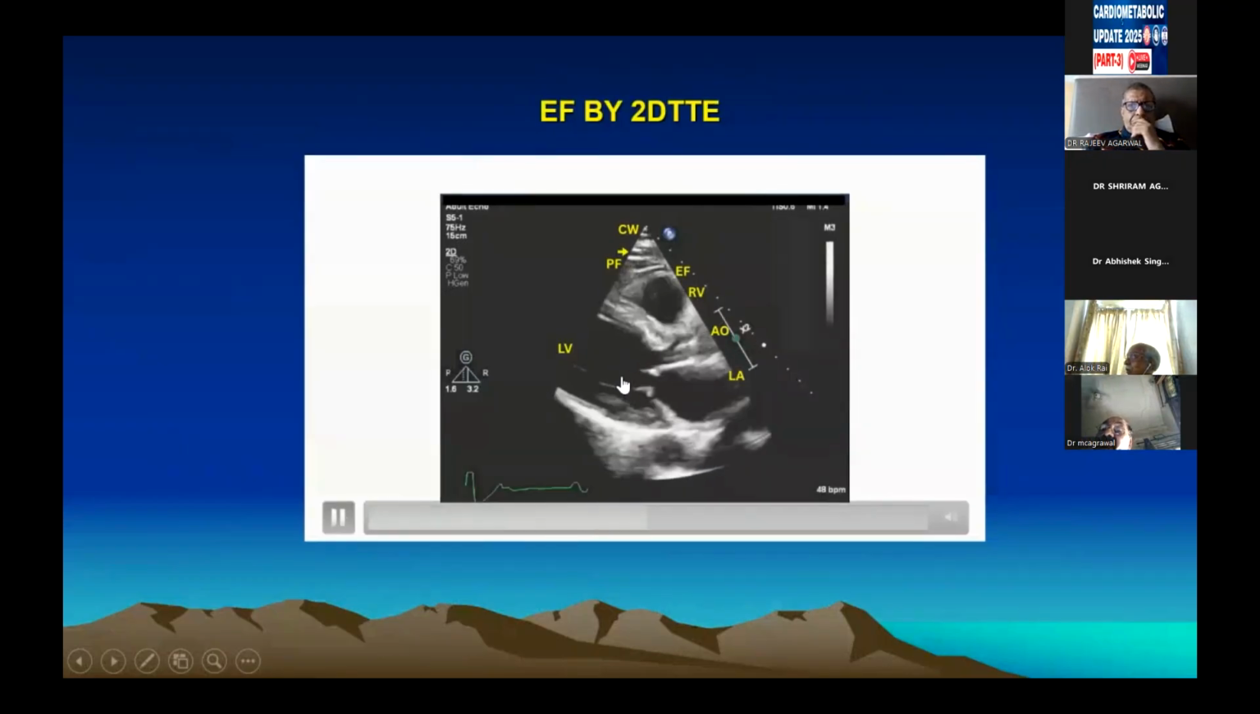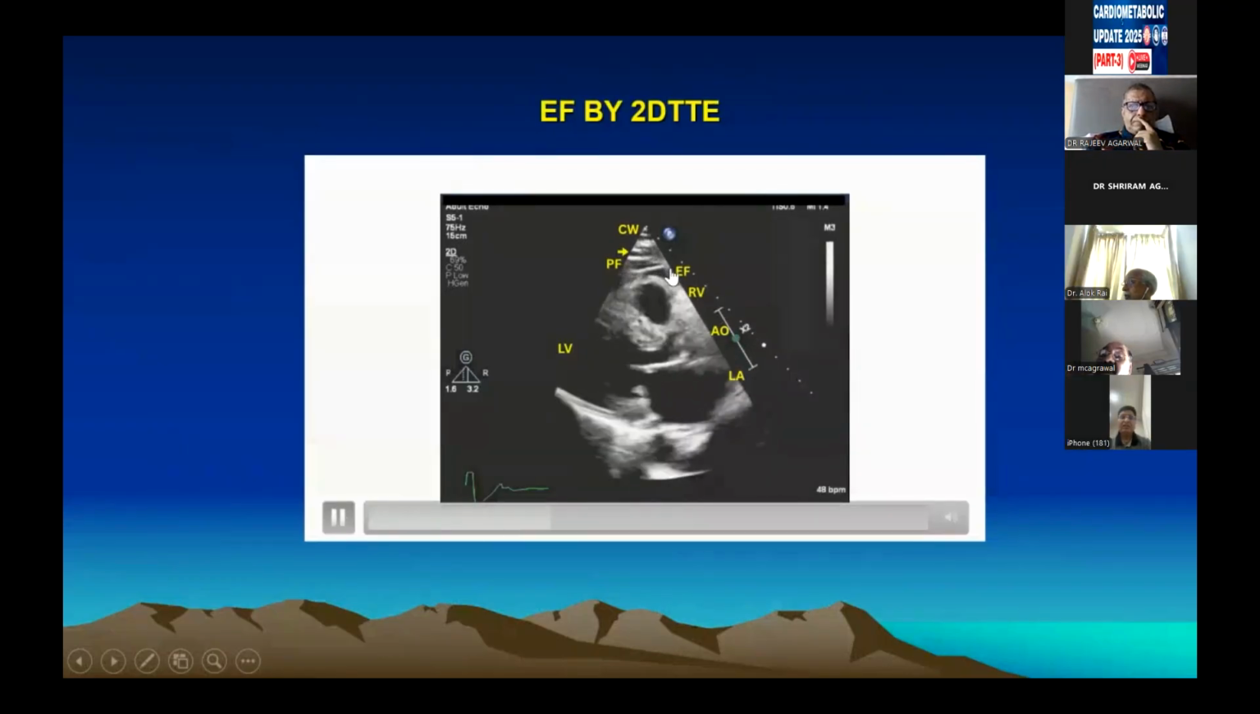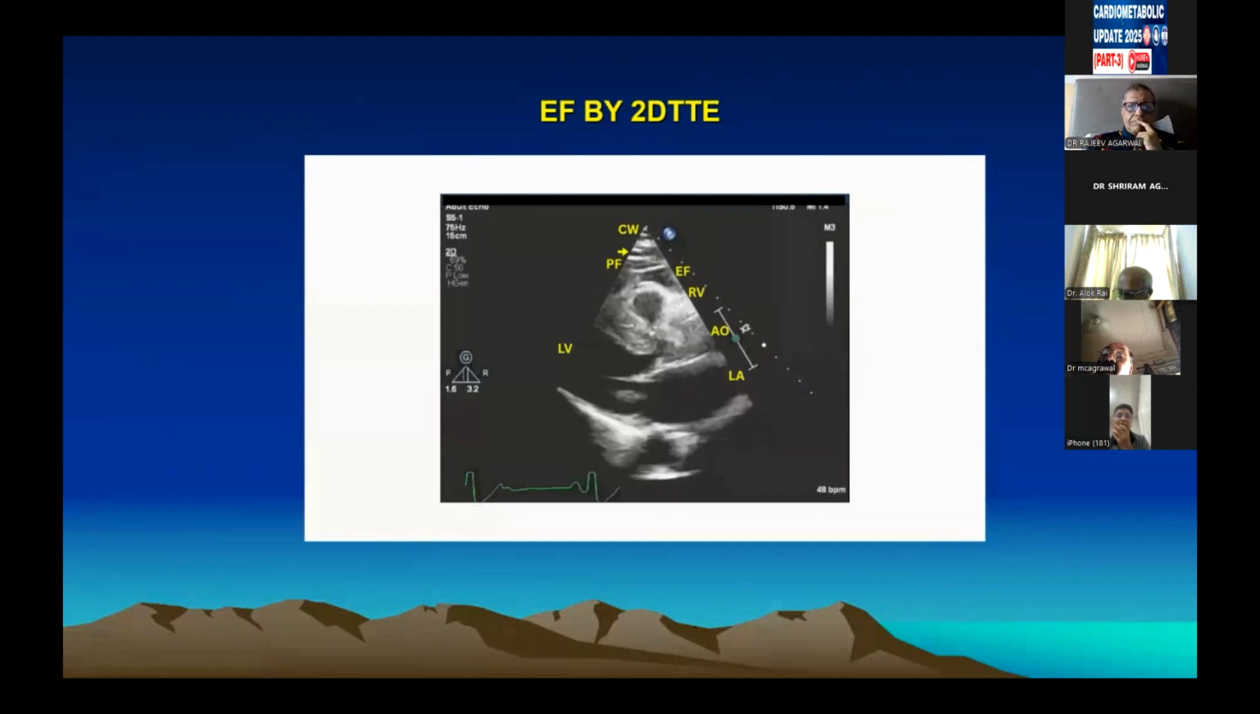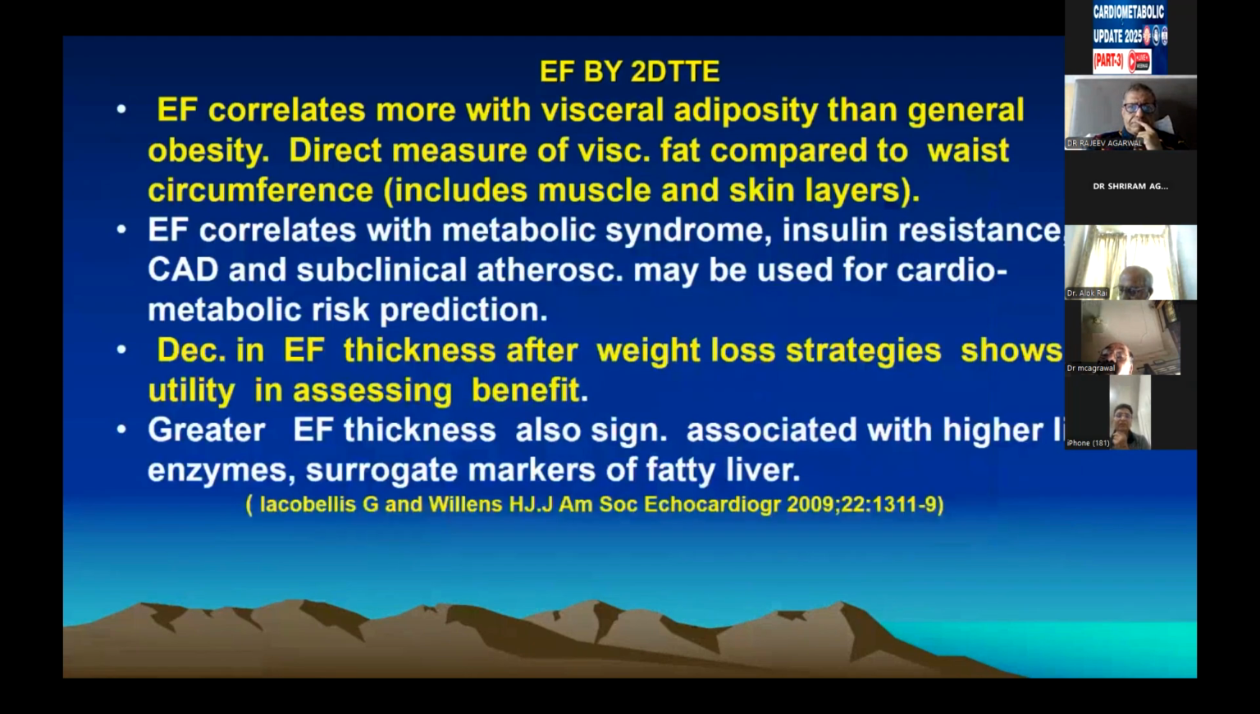So here again, to show the movie showing the epicardial fat pad, the pericardial fat pad between the visceral and parietal pericardium, and then we have the pericardiac fat outside the parietal pericardium, and then the chest wall.